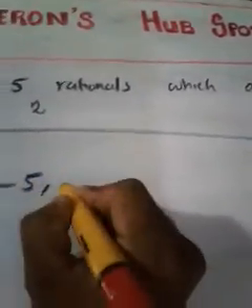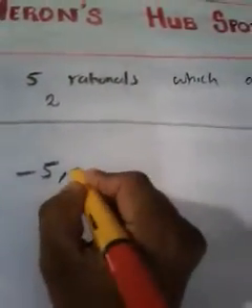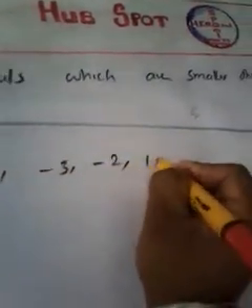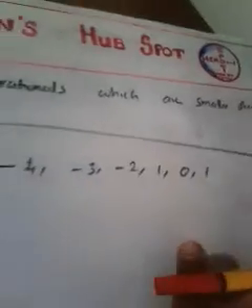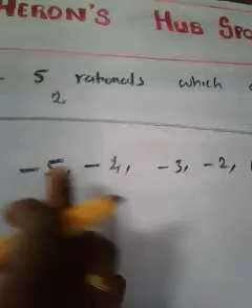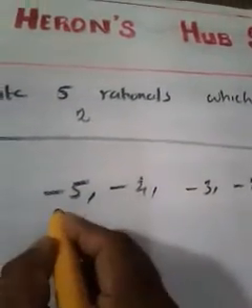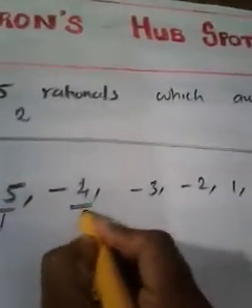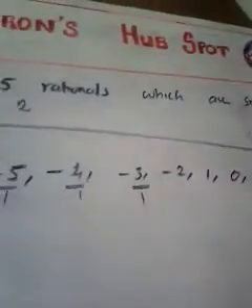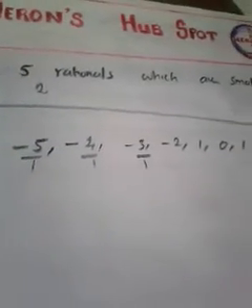For example, -5. This is just an example. I told you that you have the freedom to choose the numbers. -5, -4, -3, -2, -1, 0, 1. These are a few numbers less than 2. Can you say -5 is a rational number? Of course. How can we say that? We can write -5 as -5 by 1, -4 as -4 by 1, and -3 as -3 by 1. In that way you can find many rational numbers. We need just 5. You can select any 5. This is the answer for that question.